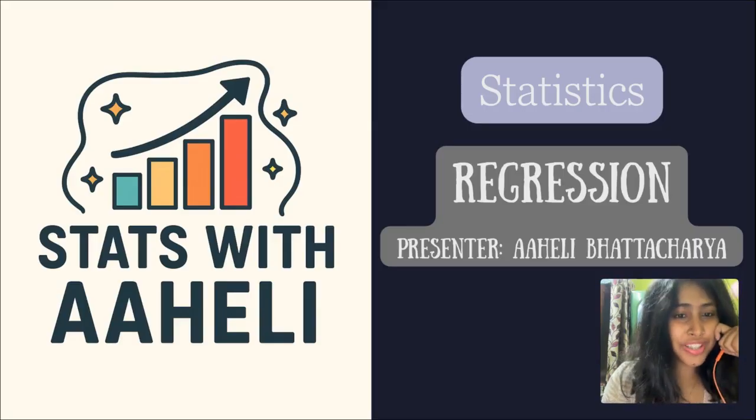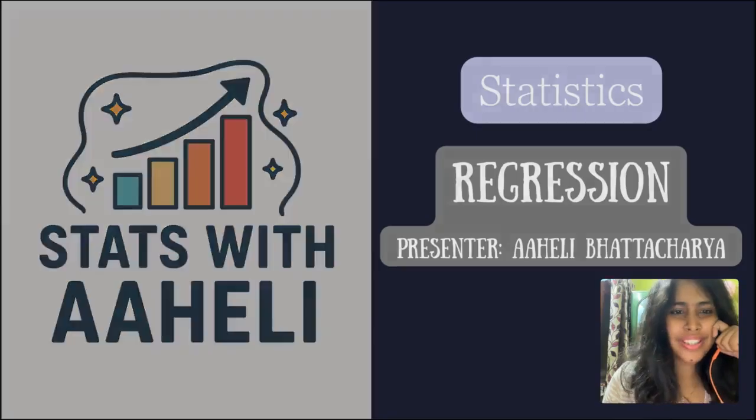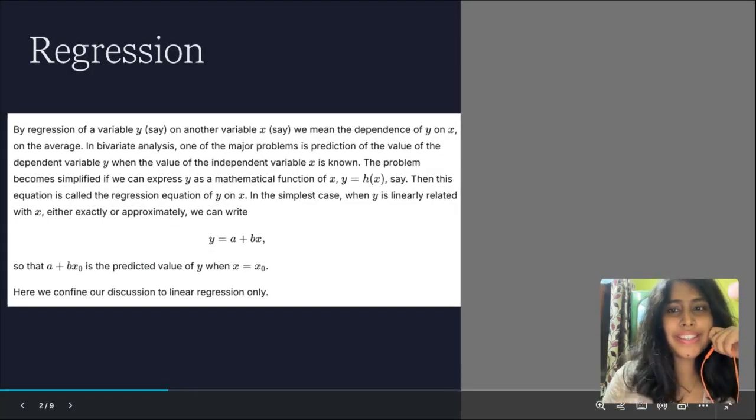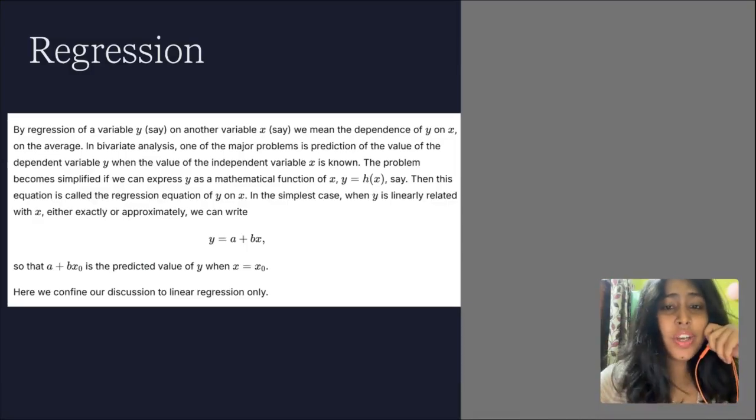Today we are going to cover one of the most important topics of our syllabus, which is regression. So let's start from the next slide. By regression of a variable y on another variable x, we mean the dependence of y on x on the average.